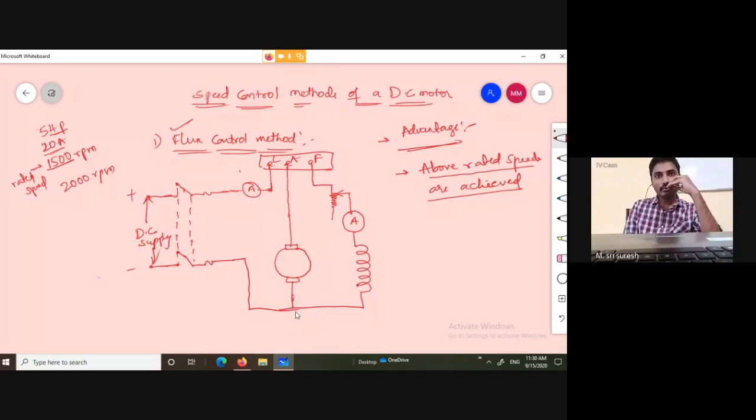This ammeter indicates IL, and this is a 3-point starter. I will tell what is the necessity of a 3-point starter.